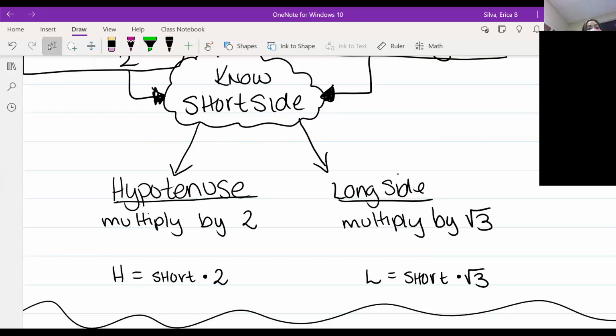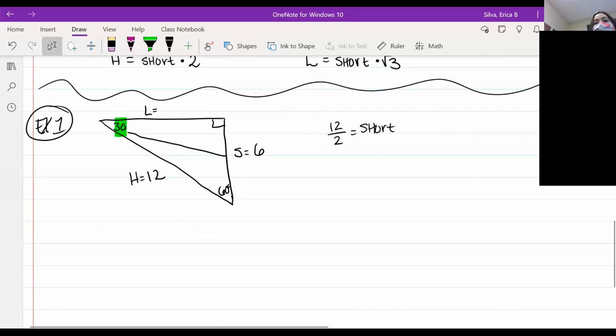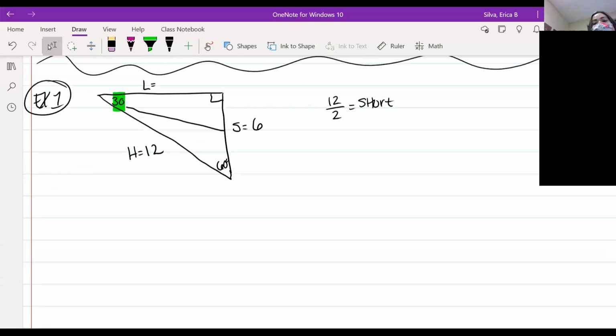Perfect. We're going to multiply by the square root of 3. So we get our short side, which is 6. Multiply the square root of 3 to get my long side. And we get 6 square root of 3 after we simplify. It is incredible.